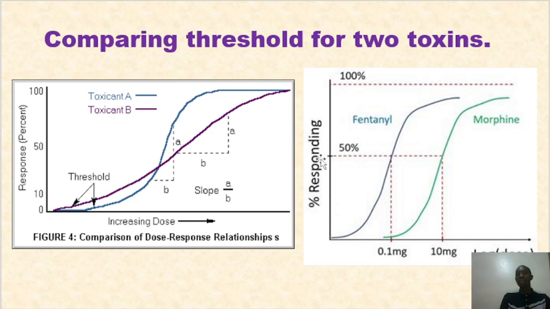So now we can say, what is the toxic dose at 50%? So you come here, this will be your 50, then you plot and see. You can read that at 50% of the population, fentanyl will be 0.1. Maybe for morphine at 50% it will be 10 milligram per kg dosage.